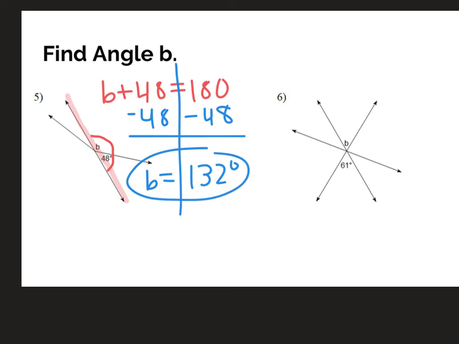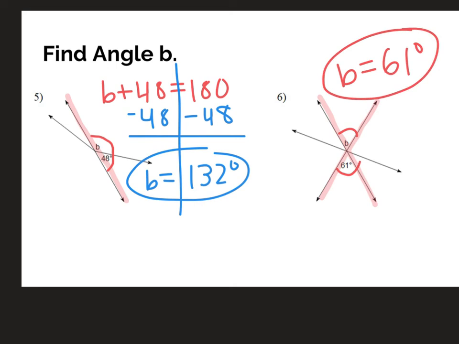Number 6 over here, we see intersecting lines. Intersecting lines create vertical angles. Vertical angles are congruent or equal. So B should equal 61 degrees right there.